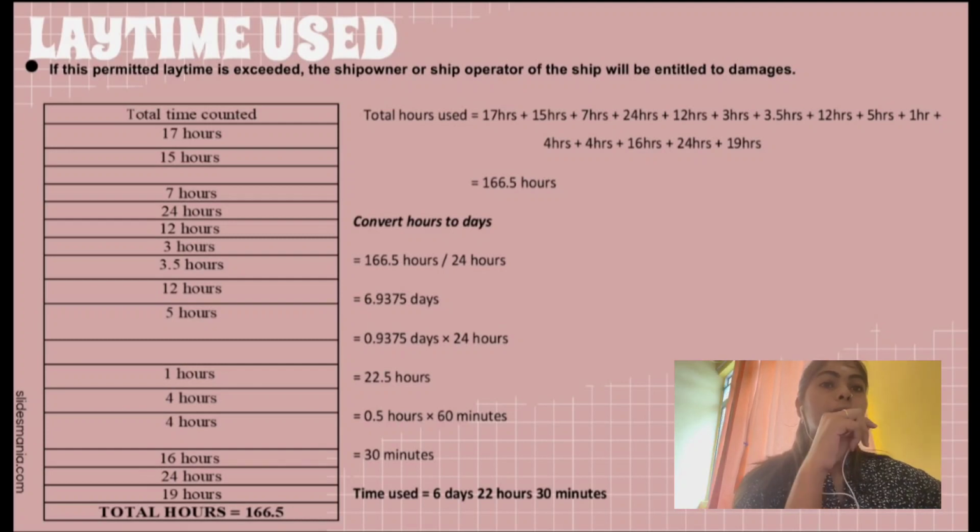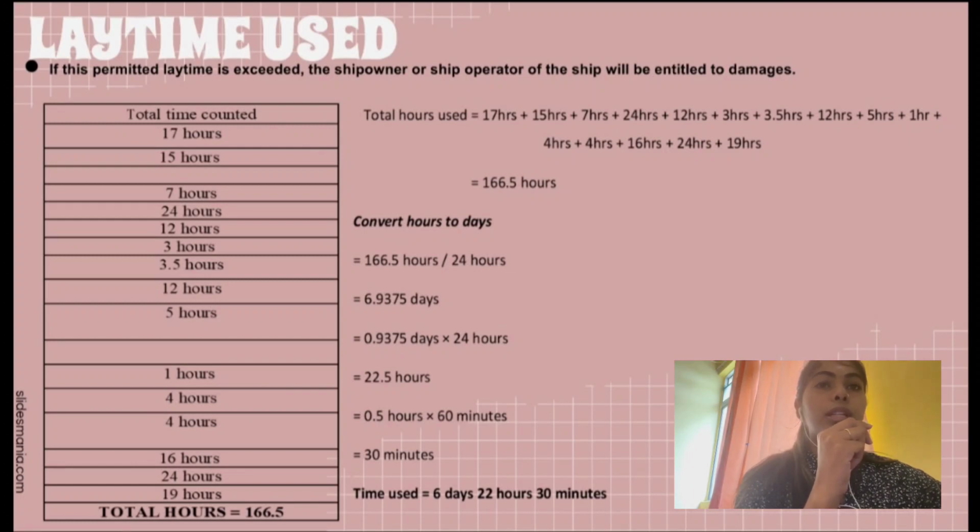For example, we add up 17 hours plus 15 hours plus 7 hours plus 24 hours plus 12 hours plus 3 hours plus 3.5 plus 12 plus 5 plus 1 plus 4 plus 4 plus 16 plus 24 plus 19. And we will get the total hours equal to 166.5 hours. Then we convert the 166.5 hours to days, which is 166.5 hours divided by 24 hours, equal to 6.9375 days.